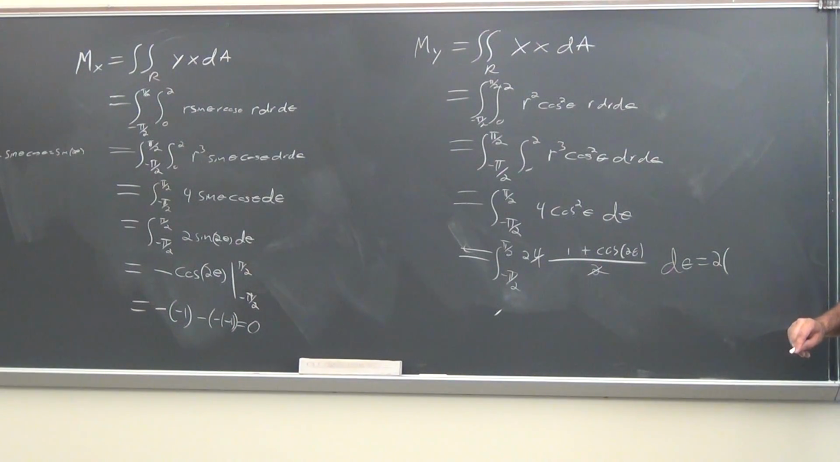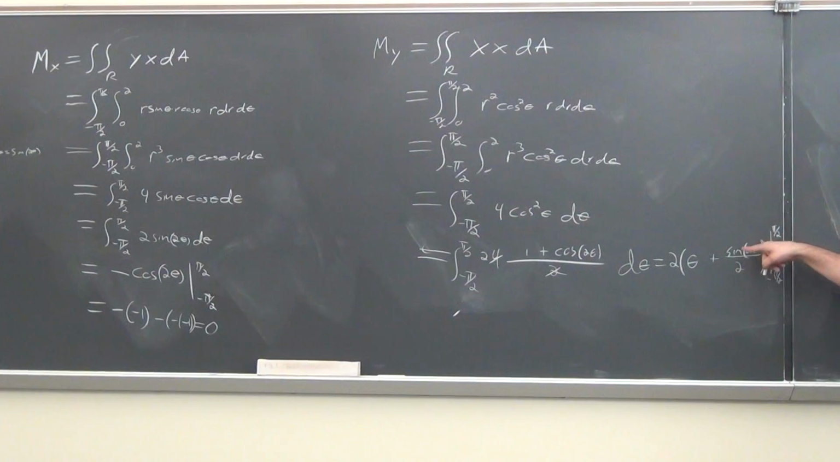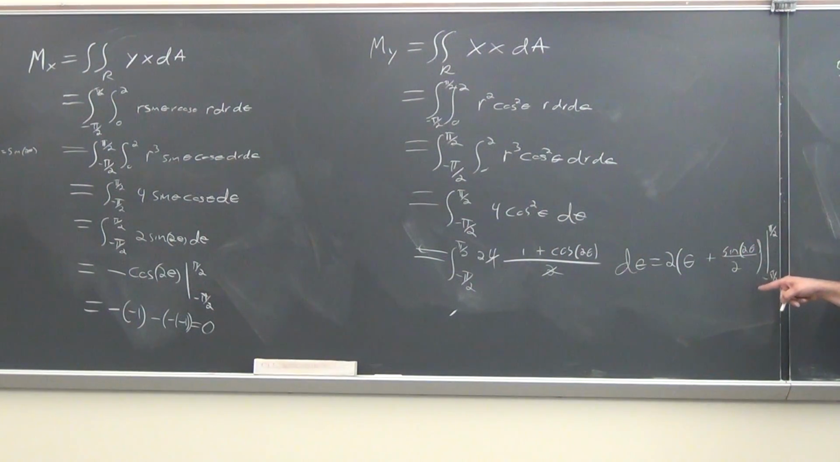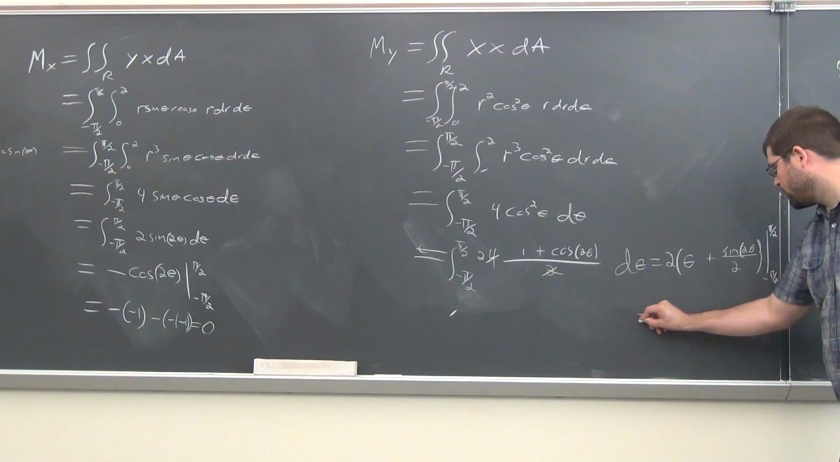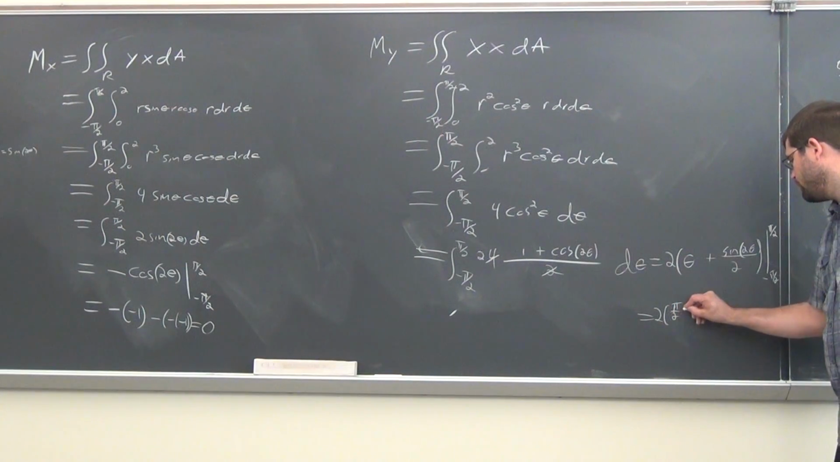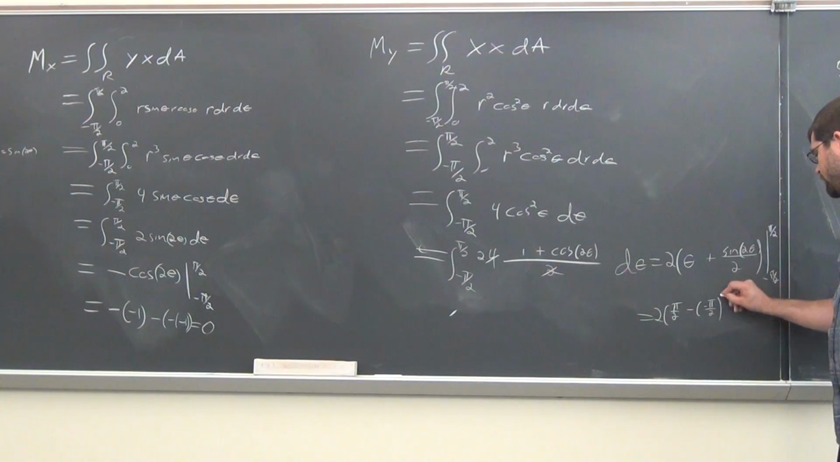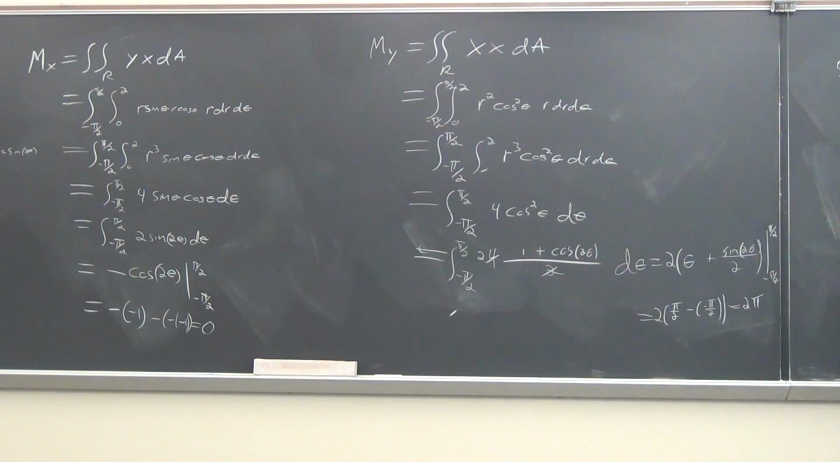2, what's the integral of 1? Theta. And then plus sine of 2 theta over 2, right? You can cancel that out if you want. And then we're going to go from negative pi over 2 to pi over 2. Notice when we plug the pi over 2's in, we get sine of pi and sine of negative pi. They're both 0. So that's all gone. And then we're just going to end up with 2 times pi over 2 minus negative pi over 2. So just 2 pi. Does that make sense?